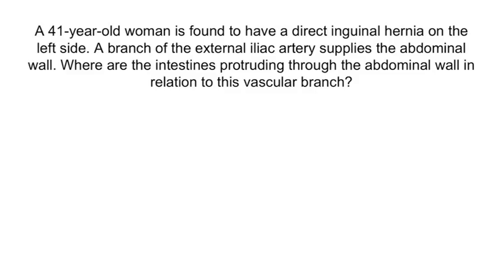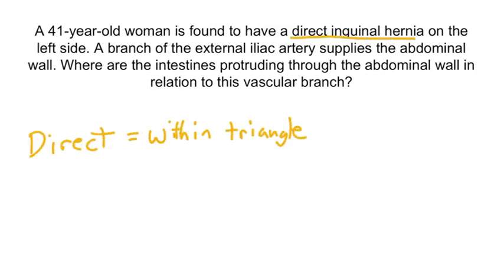A 41-year-old woman is found to have a direct inguinal hernia on the left side. A branch of the external iliac artery supplies the abdominal wall. Where are the intestines protruding through the abdominal wall in relation to this vascular branch? So we're told that this is a direct inguinal hernia, which we know occurs within Hasselbalch's triangle. And what forms Hasselbalch's triangle? The rectus abdominis muscle. So we'll draw two right here.